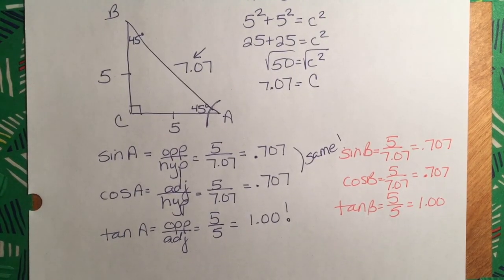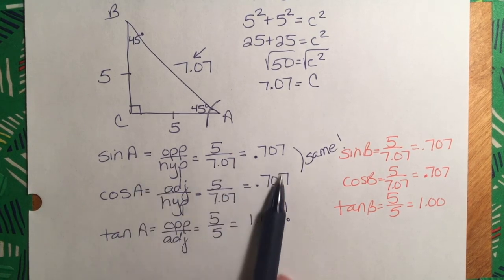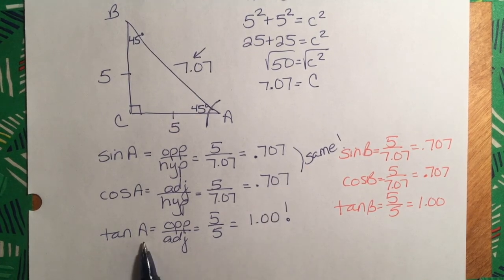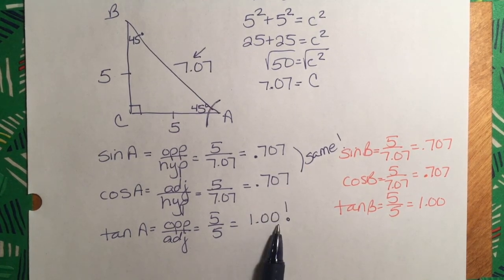So in an isosceles right triangle, both of the angles are 45, so they're the same, and the sine and the cosine are going to be the same number. In fact, they'll always be 0.707. The tangent will always be 1 because the opposite and adjacent sides are always the same length, okay? You're going to see this in a later lesson, but I just thought that was a nice example to include at the end of this one.